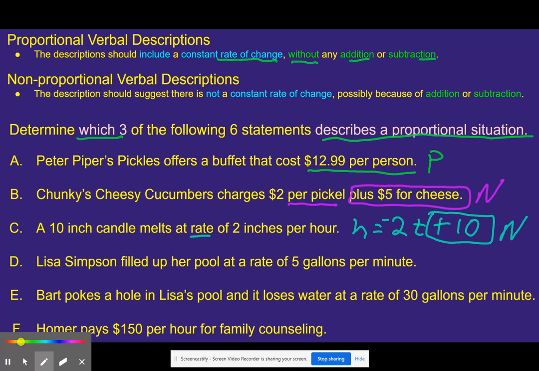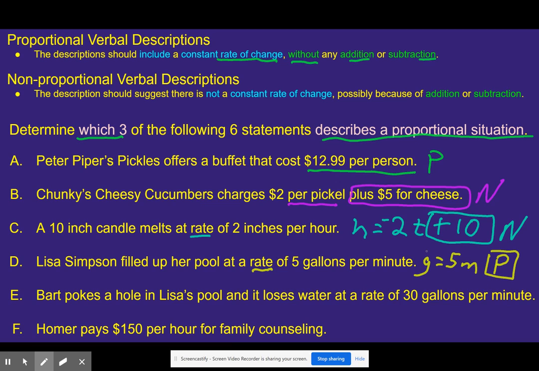All right, D. Lisa Simpson fills her pool at a rate of 5 gallons per minute. What do you think, proportional or non-proportional? We have a rate. Is it a constant rate of change? See, if this was an equation, we would say the gallons equals 5 per minute. And there's nothing being added or subtracted, so this makes it proportional.